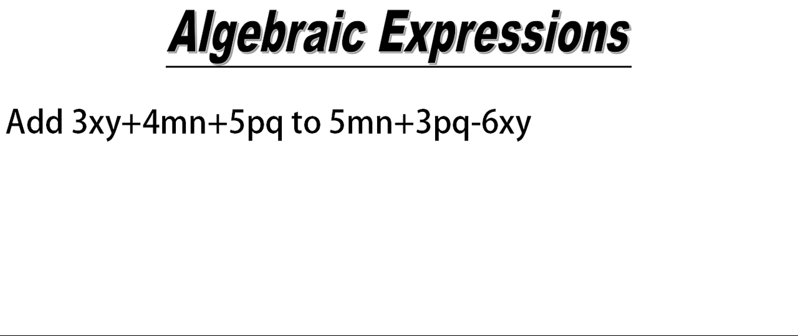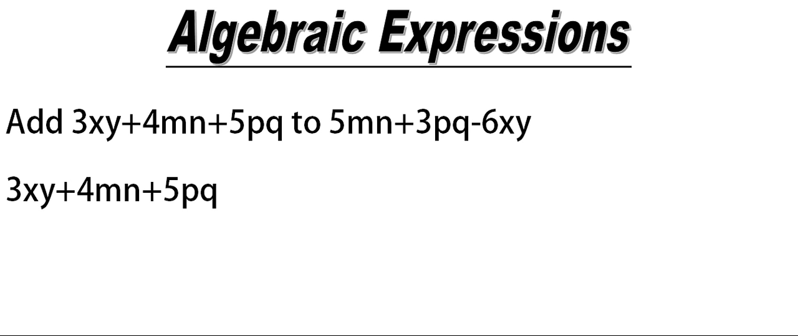Now how will we add this? First, you write the first expression given. The first expression given is 3xy plus 4mn plus 5pq. This is the first expression given. Then just below it, you write the second expression. Now when you write the second expression, just keep in mind to arrange the terms accordingly.